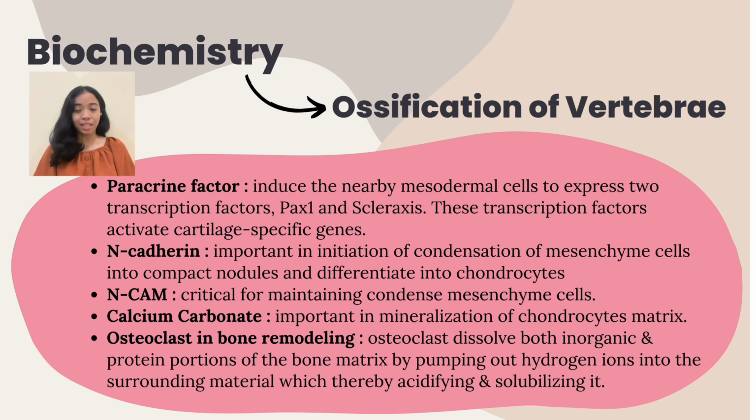The biochemical elements that took part are firstly, paracrine factors, that induce the nearby mesodermal cells to express 2 transcription factors, PAX1 and scleraxis. These transcription factors activate cartilage-specific genes. Next, N-cadherin is important in initiation of condensation of mesenchyme cells into compact nodules and differentiation into chondrocytes. Thirdly, NCAM is critical for maintaining condensed mesenchyme cells.